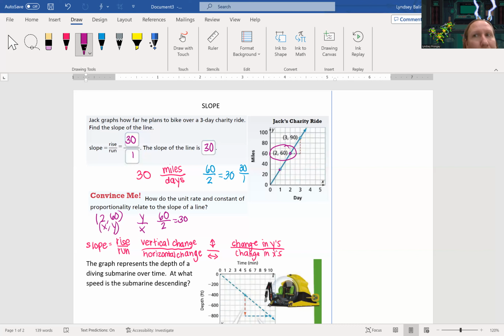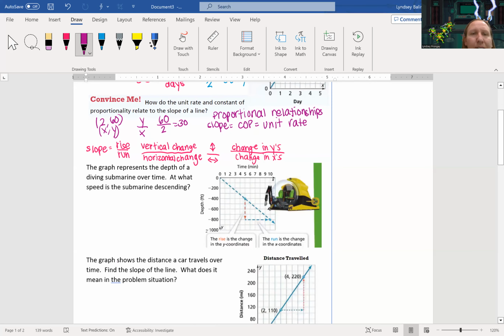Now, this does not happen for every single type of line, okay? But specifically in proportional relationships, the slope and the constant of proportionality, or the slope and the unit rate, are all going to be the same thing. So slope equals our COP, which equals our unit rate. We're going to do graphs where the line doesn't go through the origin, and then we can't use that anymore. We can still find the slope, but it's not going to be the same as the unit rate, because there actually won't be a unit rate there.